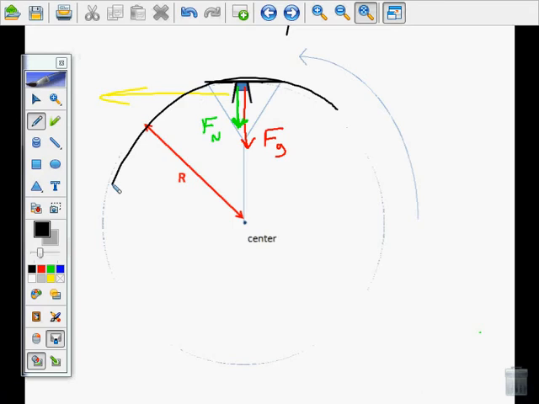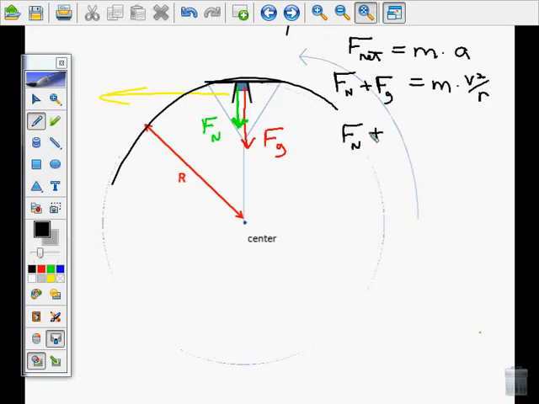So let's apply law number 2 from a man named Newton, which says that the overall net force is equal to the mass times the acceleration. What's going to be an expression for the net force this time, Robbie? Fn plus Fg. And that's going to equal m times v squared over r. Fn is the thing that we don't know, plus Fg, which is m times g, equals m times v squared over r.